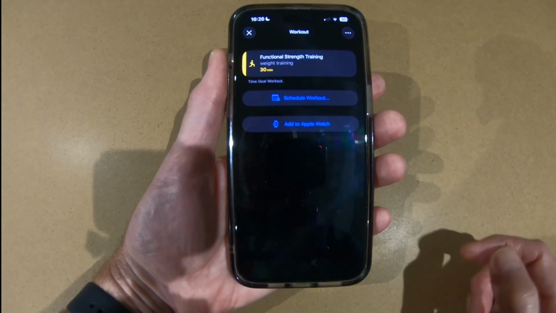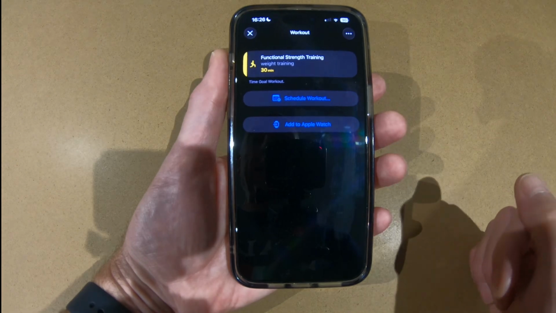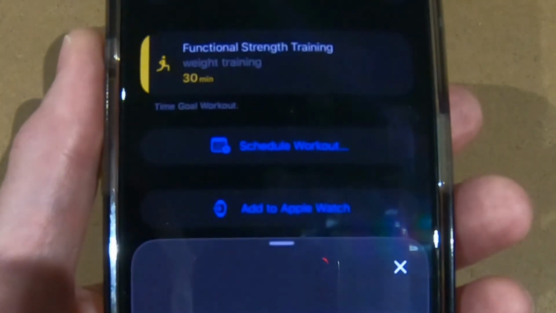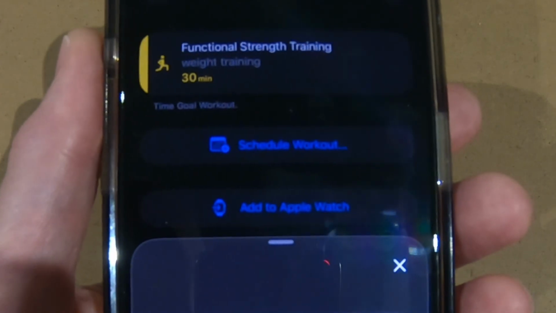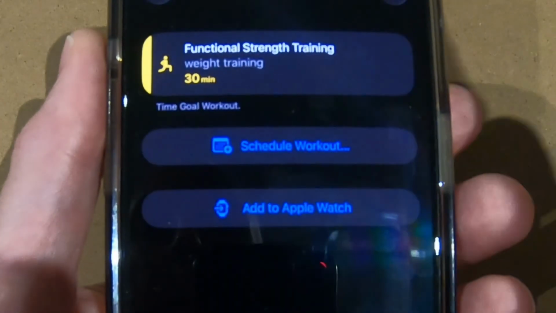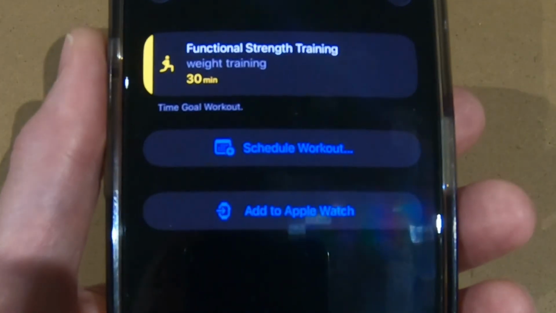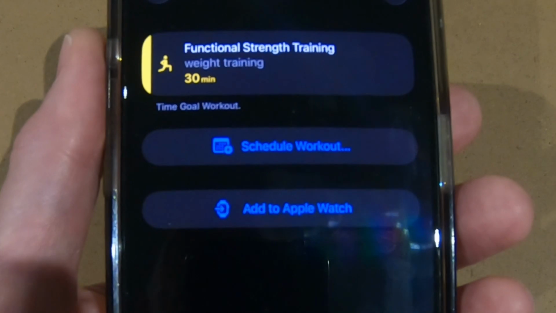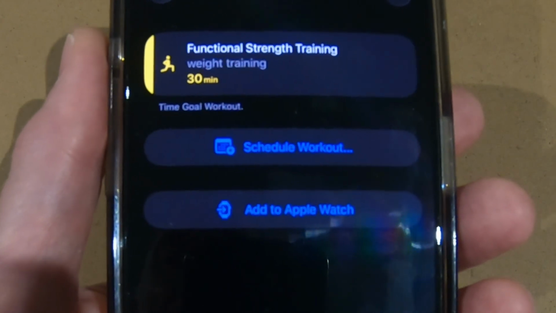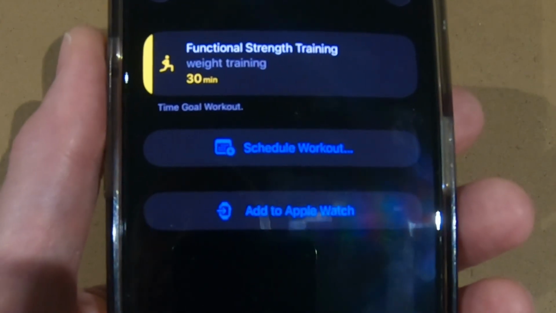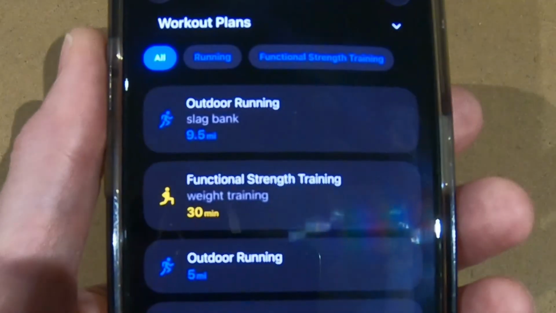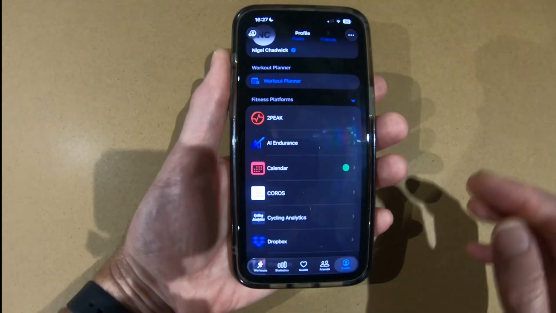So functional strength training there. I can schedule it for when I want to do it. So I click in there and I can put a planned date in here and schedule it. And then you just click that. It will send that to your Apple Watch, and you'll see that come out in your workout app on your Apple Watch. You just click on that and it will start that functional strength training routine for you. So again, another nice little useful tool.